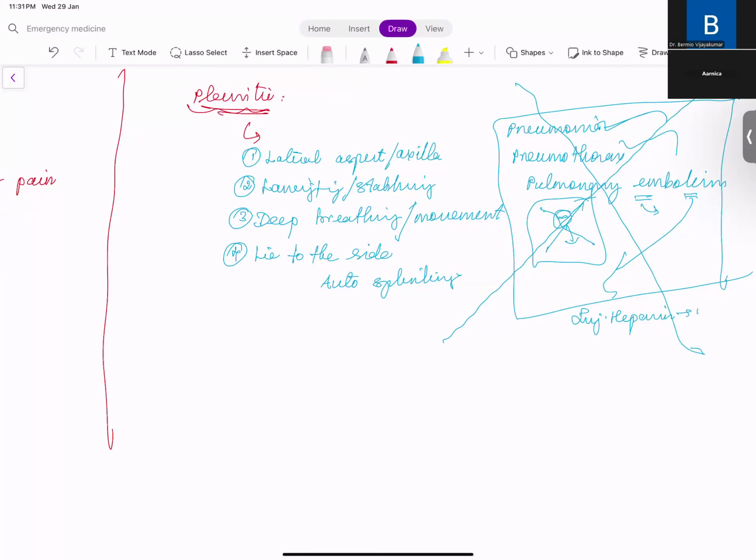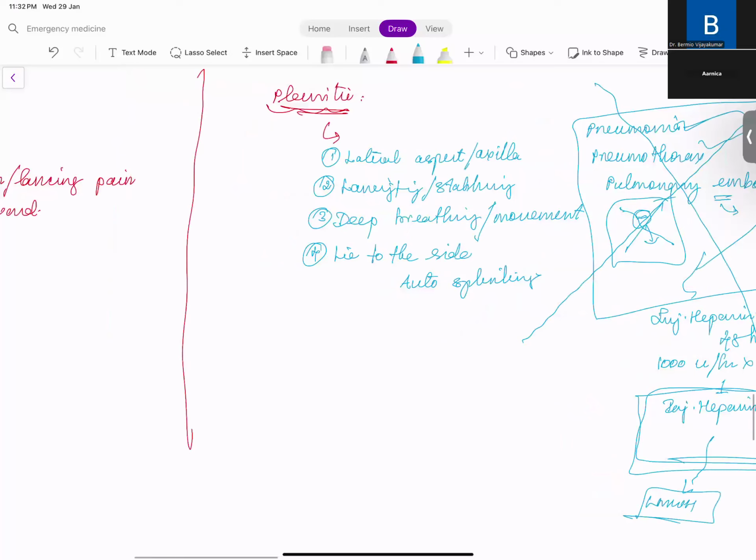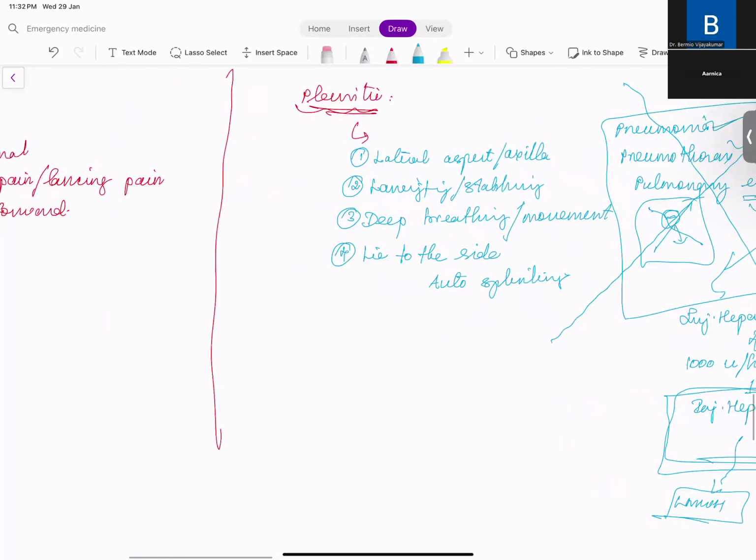We may have to give an infusion of heparin for the first 48 hours. For example, it will be 1000 units per hour infusion for the first 48 hours. Then we'll make it injection heparin 5000 units IV every 6 hours. One side note: unfractionated heparin is usually preferred in cases when CKD is there. Low molecular weight heparin is preferred when CKD is not there. Just a side note. So we have finished pleuritic chest pain completely.